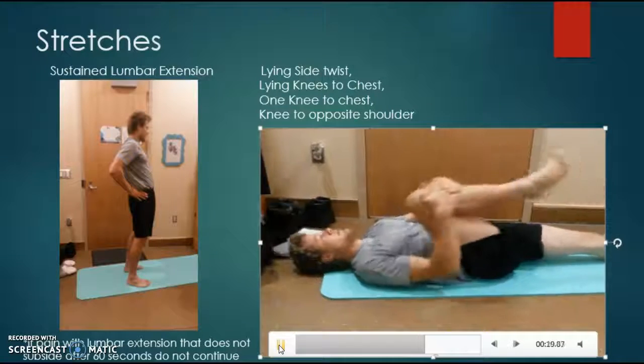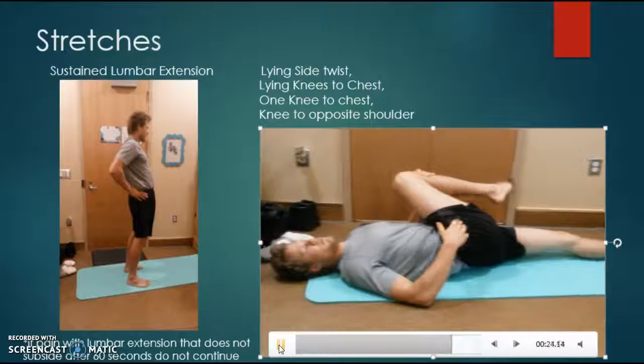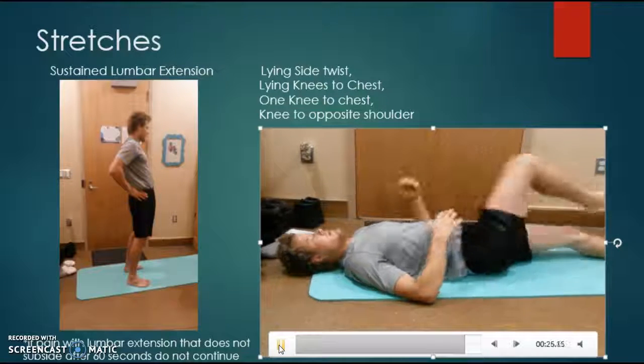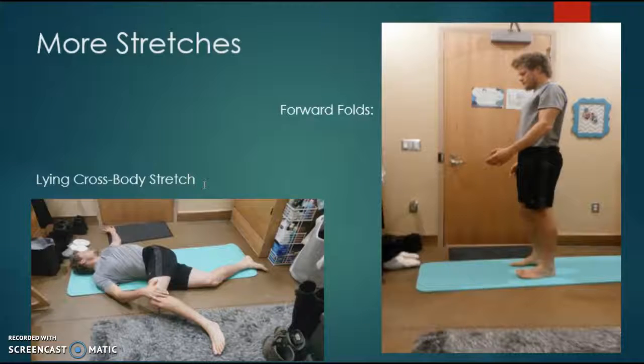I have to adjust my posture. The next is a single knee to chest, and then a knee to the opposite shoulder. And like I said, you'll be moving through these stretches. More stretches include this lying cross body stretch that you see here, and this stretch will also be performed in the breath matching style of the others.